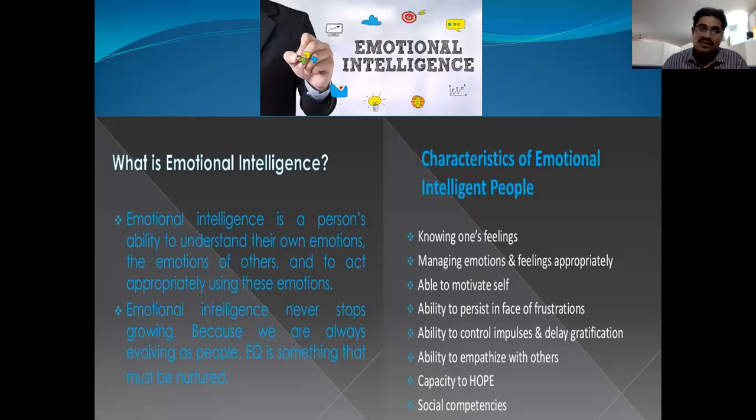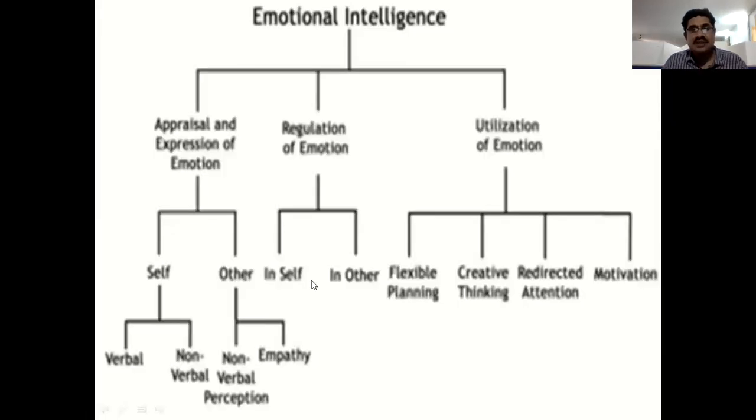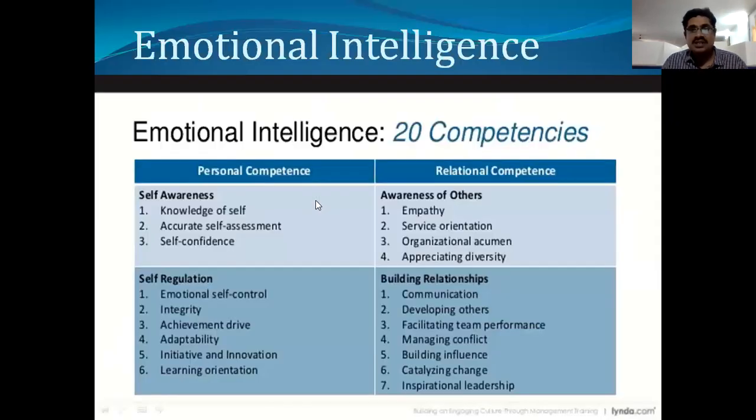In this part, we need to discuss what emotional intelligence is, that is, the specific meaning, some characteristics of emotional intelligence, and how to increase our EQ, meaning emotional quotient. Based upon these factors, we can develop our emotional balance. So this is a chart we need to discuss on emotional intelligence.